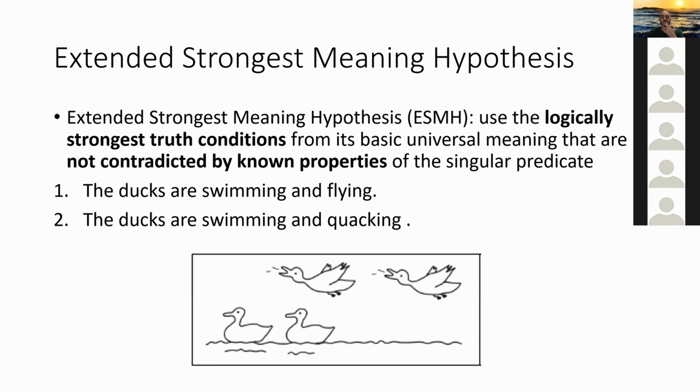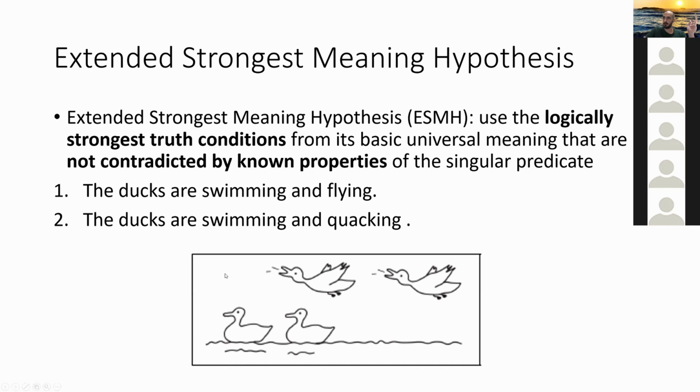So one of the hypotheses they bring up in their paper is the extended strongest meaning hypothesis, and this is what they base a lot of their experiment around, which is that it uses the strongest truth condition from its basic universal meaning that are not contradicted by known properties of the single predicates. So this means that if B means that A cannot exist, then A is the answer.